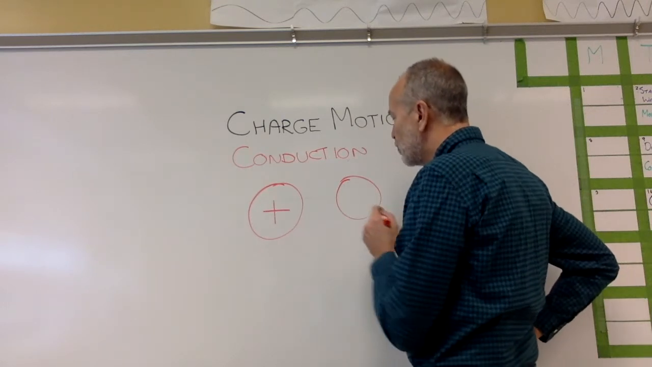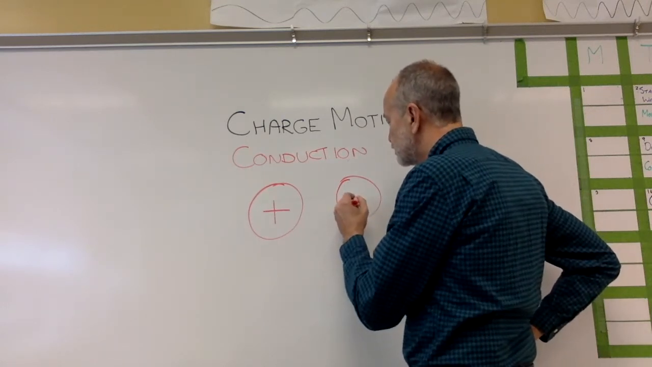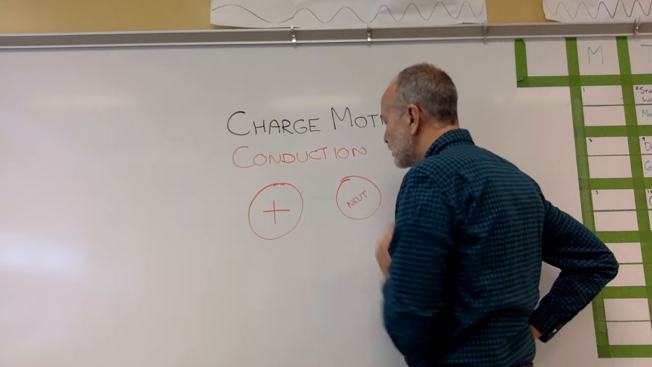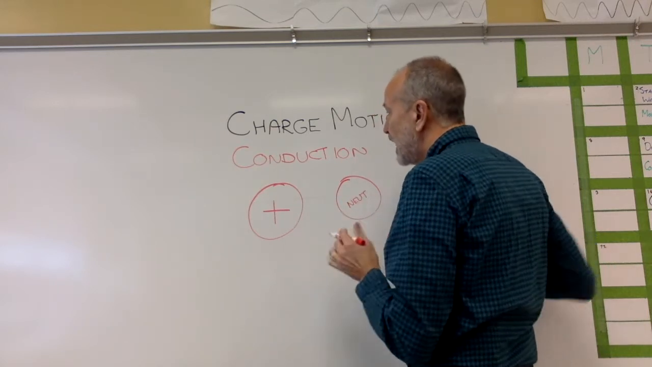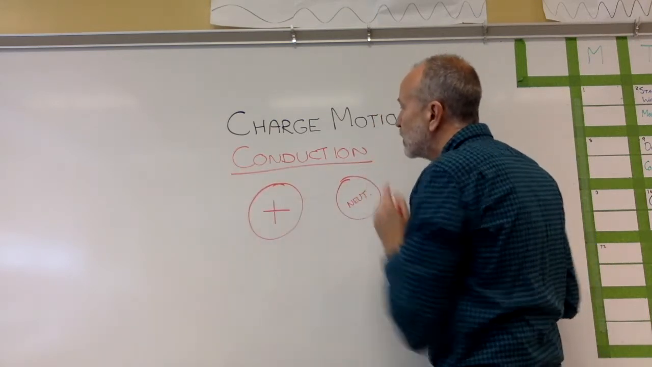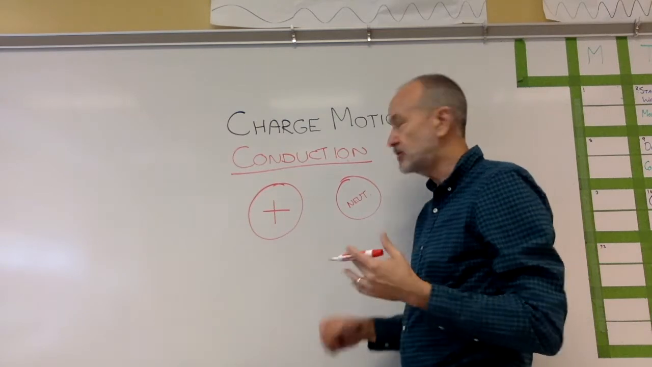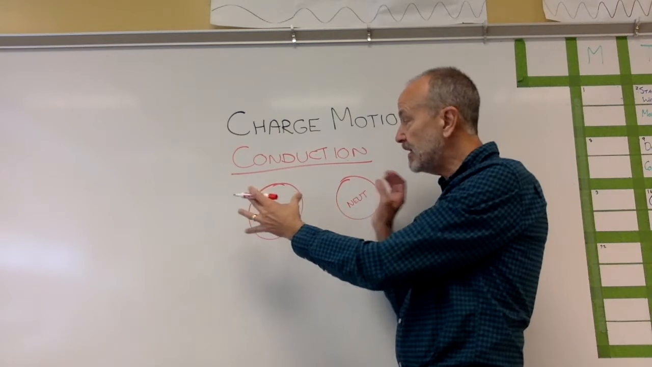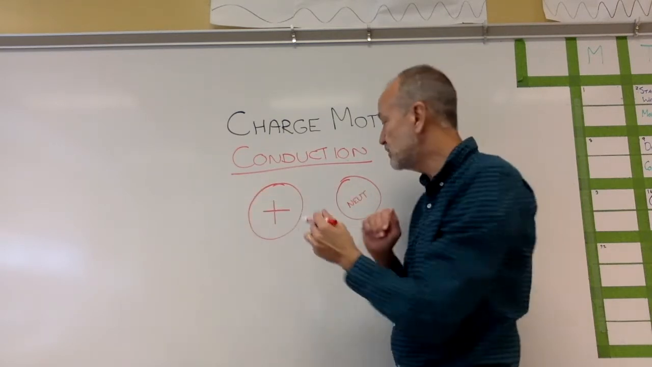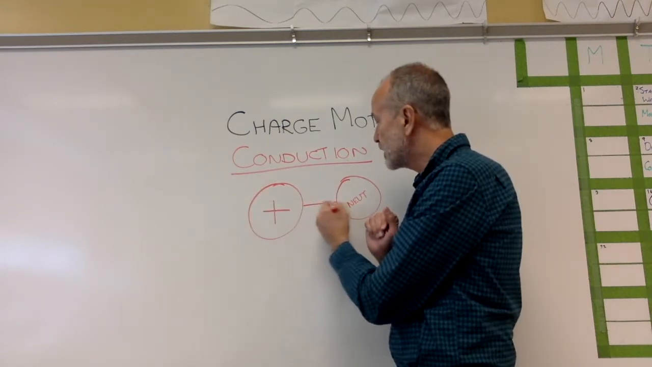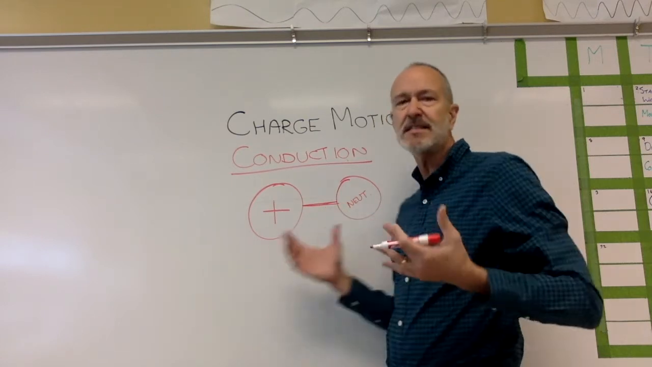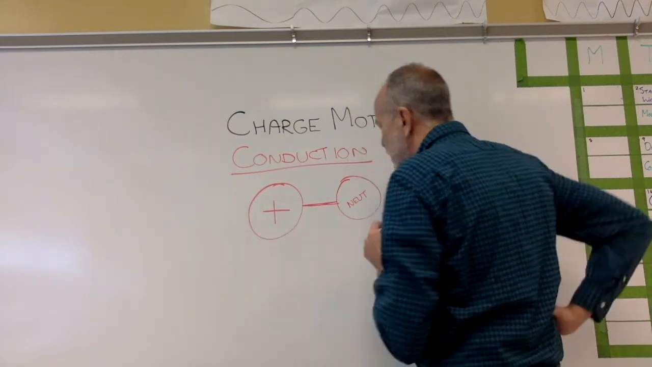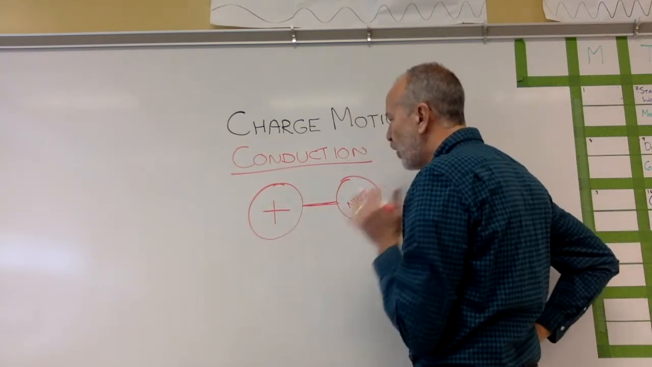Well, if I bring this other one and it's neutral, and I bring that over there, I can have charge motion through conduction or charge transfer through conduction. I'm not going to draw them touching, but clearly if I touch them, there would be some charge motion. I'm going to put a wire in between them. That's the same as them touching. Okay, so if I have a wire between them, what would happen?